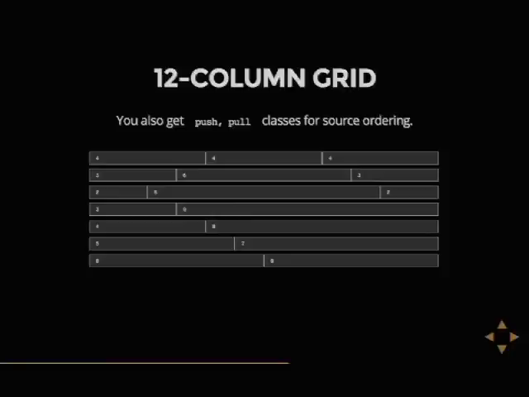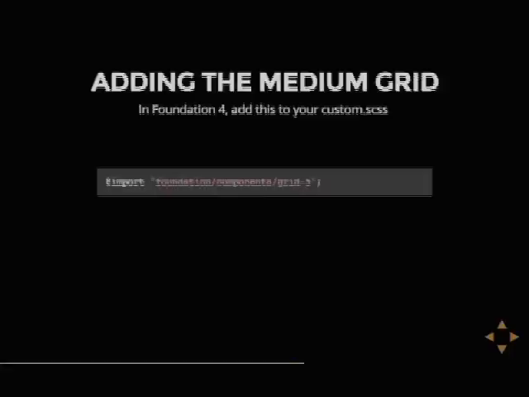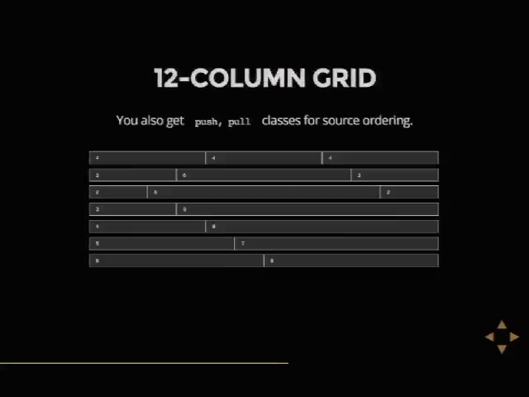So there are these push and pull classes, if you want to play with source ordering in responsive. I'll show you a small one, that's the next one. Say the first column, you want it to be at the end. You want to swap them on mobile or on your small grid. When you push something, say you pushed it 4 columns, it would go to the middle. Or if you pushed it 8 columns, it would go all the way to the right.